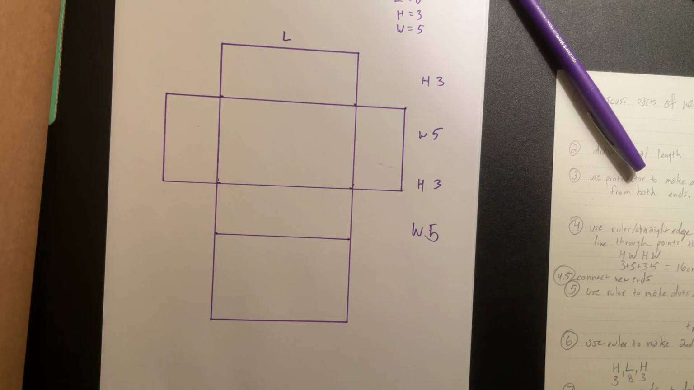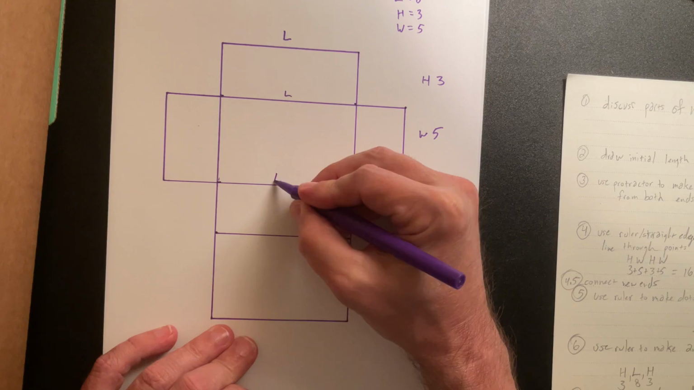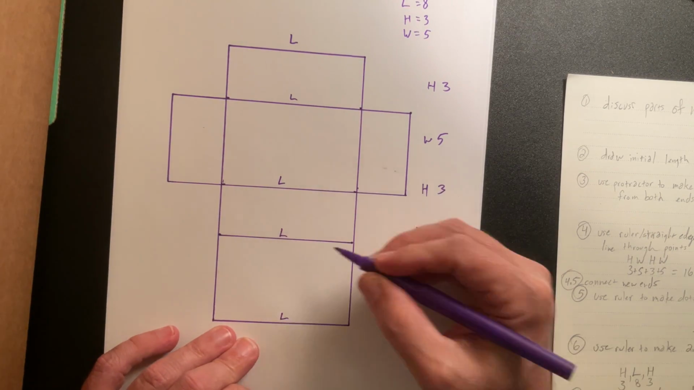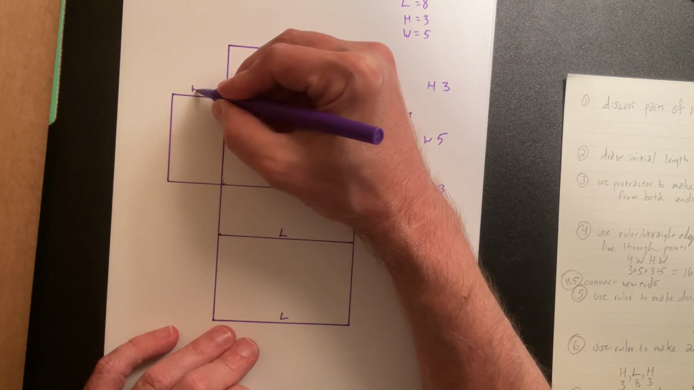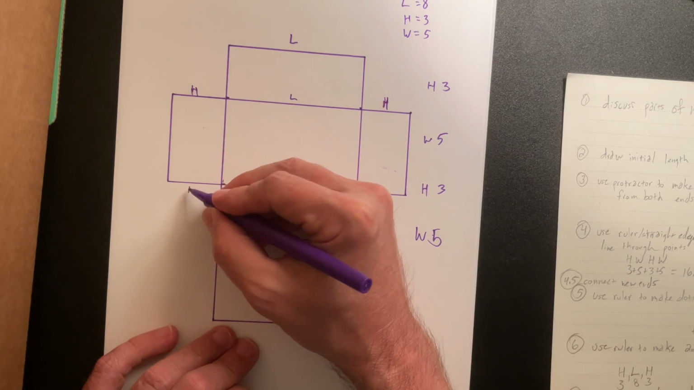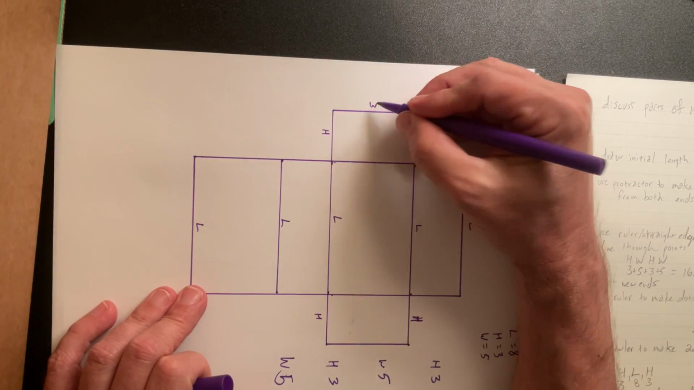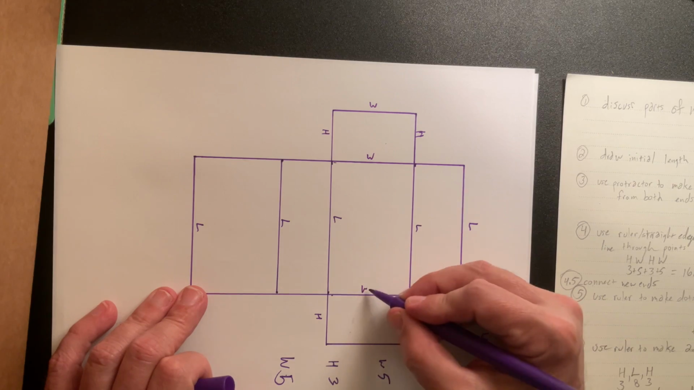I have done everything, but I'll label the parts again. Remember, all of these ones going across are 8, which is my length. All of these ones that are over here are my height, which is 3. Your numbers are going to be different, but it's still going to be your height no matter what your numbers are. And then if I turn it this way, these guys are my width, which is 5 in this example.